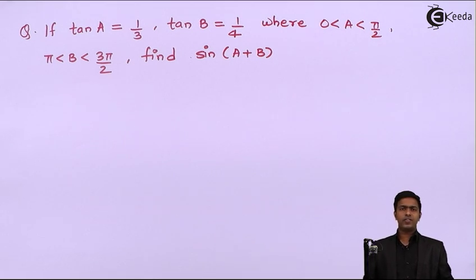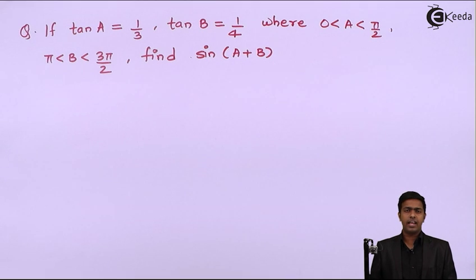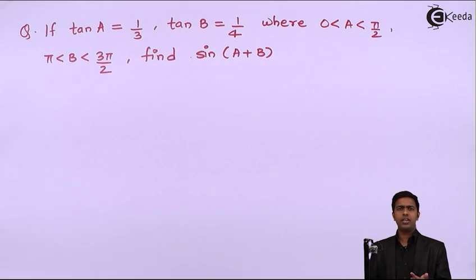Now to get the value of sin(A + B), we can apply the property of allied angles, that is sin(A + B) is sin A cos B plus cos A sin B. So we need the values of sin A, cos B, cos A and sin B. Then by substituting these values in the formula, we can get the value of sin(A + B).